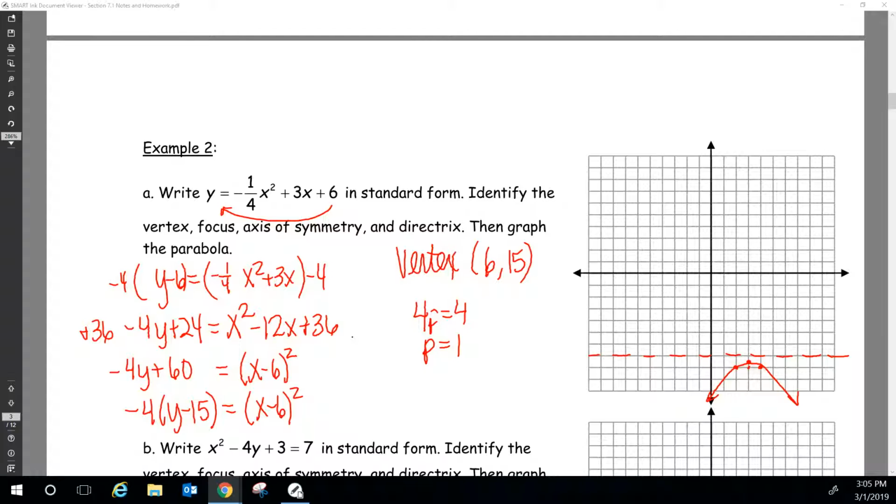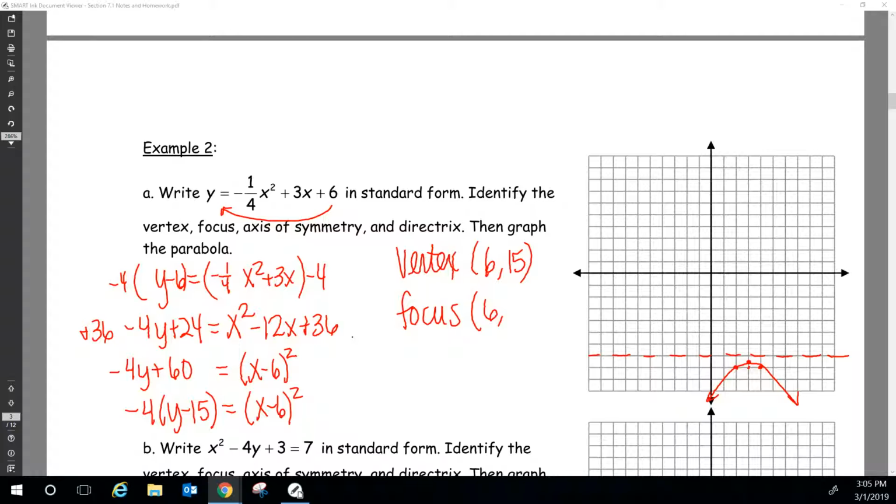So let's erase this so I have some room. Our focus then was at 6, and then 1 down. Woo. Miss Harris, this is not 6, 15. This is 6, negative 15. I am so sorry, guys.